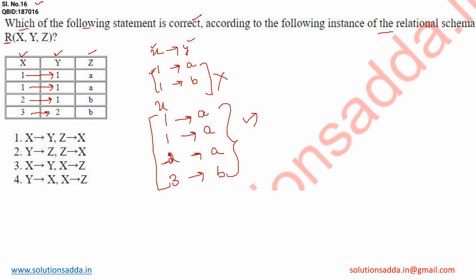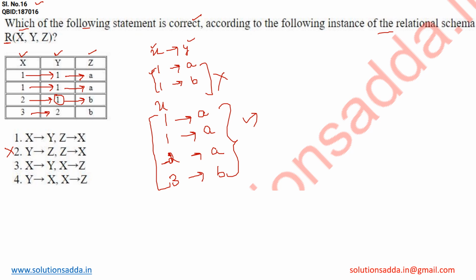Let's check to eliminate the rest of the options. Let's check whether Y can determine Z. Value of Y is 1 and it gives the value A for Z, which is acceptable so far. But whenever we check, the value of Y is 1 here and we observe that the value of Z is B. So from one same value we cannot determine two different values of the next attribute. So Y does not determine Z, and we can eliminate option number 2.